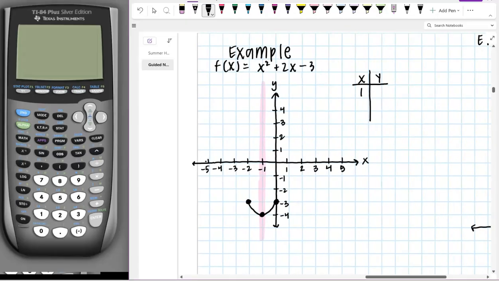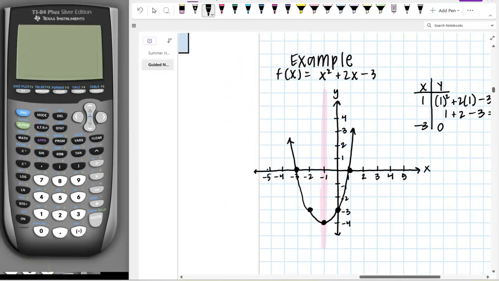So I'm going to plug in my x value of 1 to the equation. So 1 squared plus 2 times 1 minus 3. Follow PEMDAS, that's going to be 1 plus 2 minus 3. So 3 minus 3, that's going to be equal to 0. So my coordinate is 1, 0. And I can reflect that over to the other side of the axis of symmetry. I know that another point is going to be -3, 0. And then I can go ahead and draw that smooth curve called the parabola. It should be a U shape.